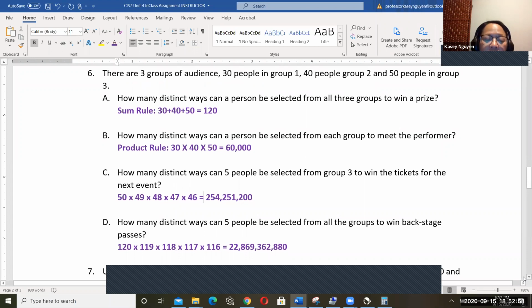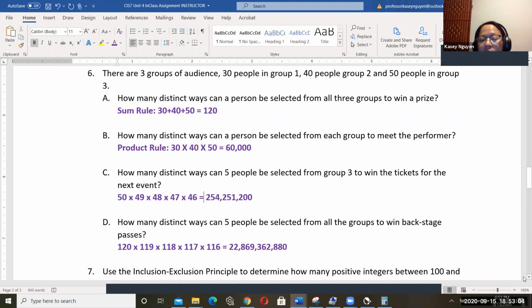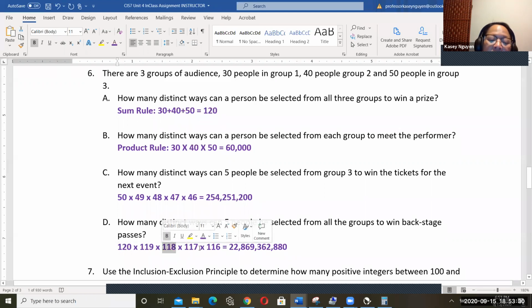So the last part of 6, question D, asks you to find the distinct ways for 5 people to be selected from all groups to win backstage passes. So remember that we started with 120 for all 3 groups. So again, we would take 120 times 119 once we pick one person, times 118, pick one more, times 117, pick one more, times 116, and that will be the result.